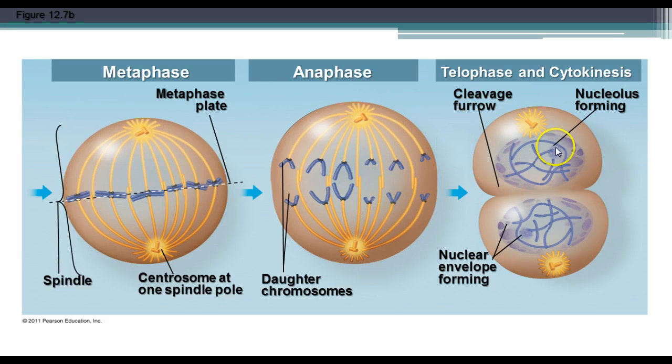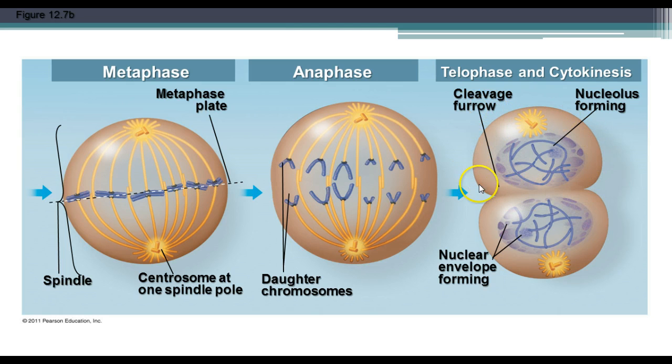And then in telophase, we see the formation of new nuclei. The chromosomes cluster at one end. They begin to lengthen and decondense. The nuclear membrane begins to reform. The nucleolus begins to reform. And usually about the same time, cytokinesis begins.